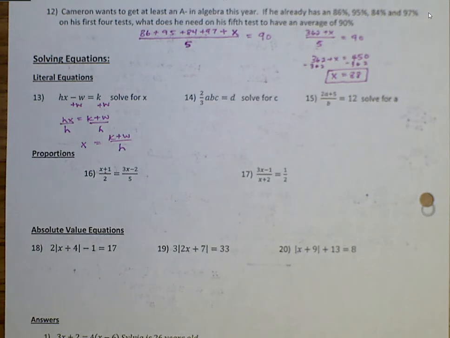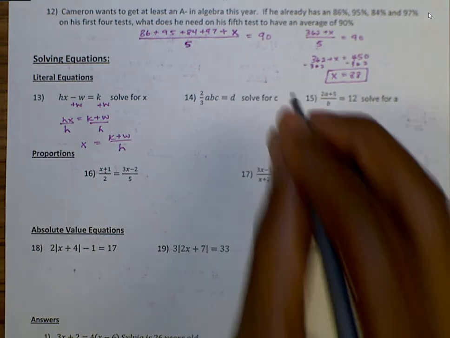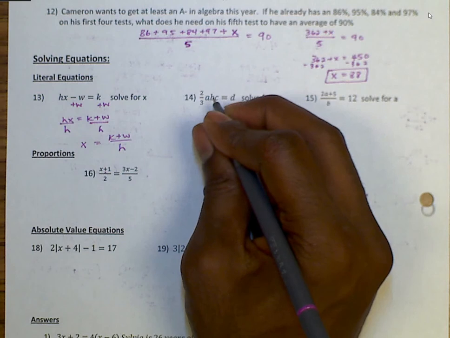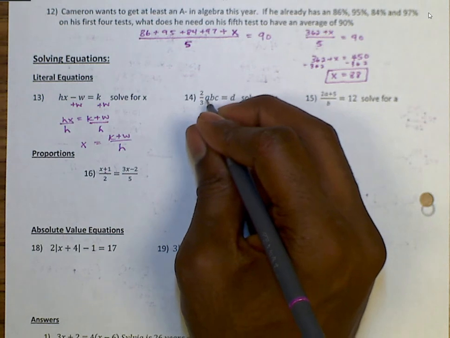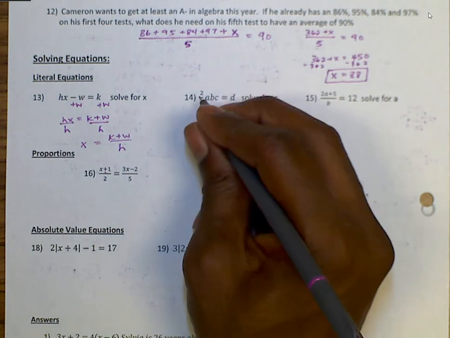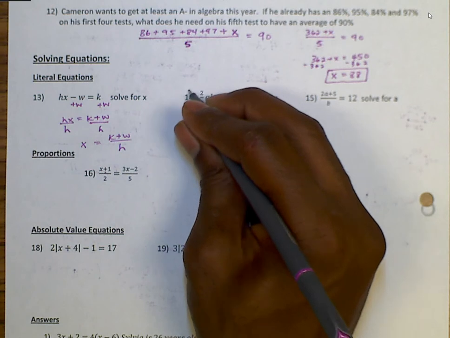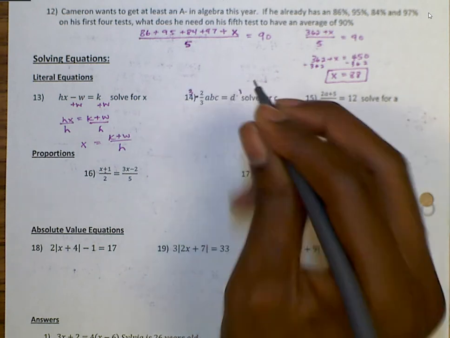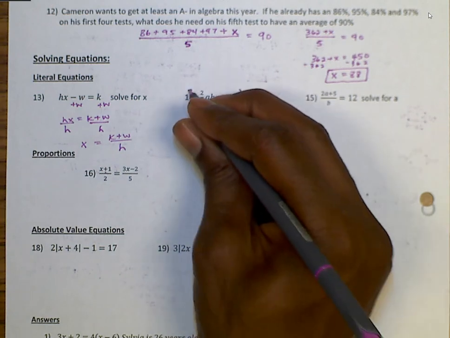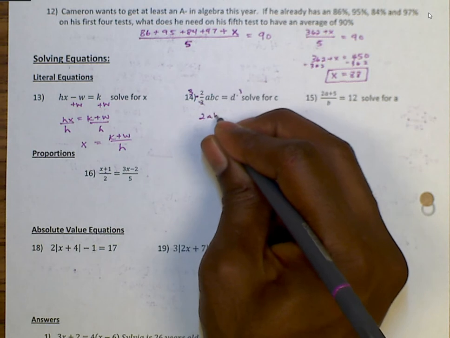For number 14, solving for c. What's stopping c from being by itself? A, b, and 2/3. The hardest part for this problem for most people is that fraction. I'm just going to multiply both sides by 3, and what that does on the left side is it gets rid of that. C equals 3d.